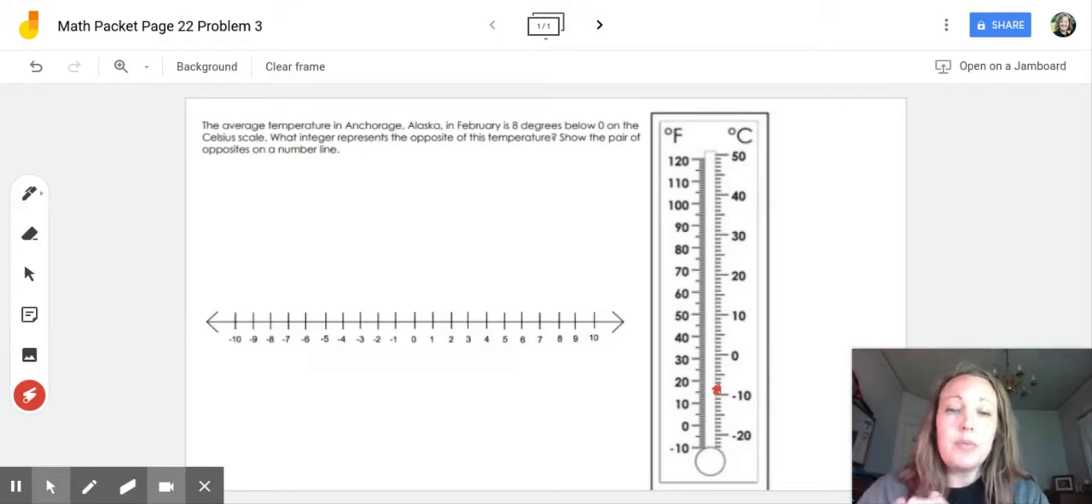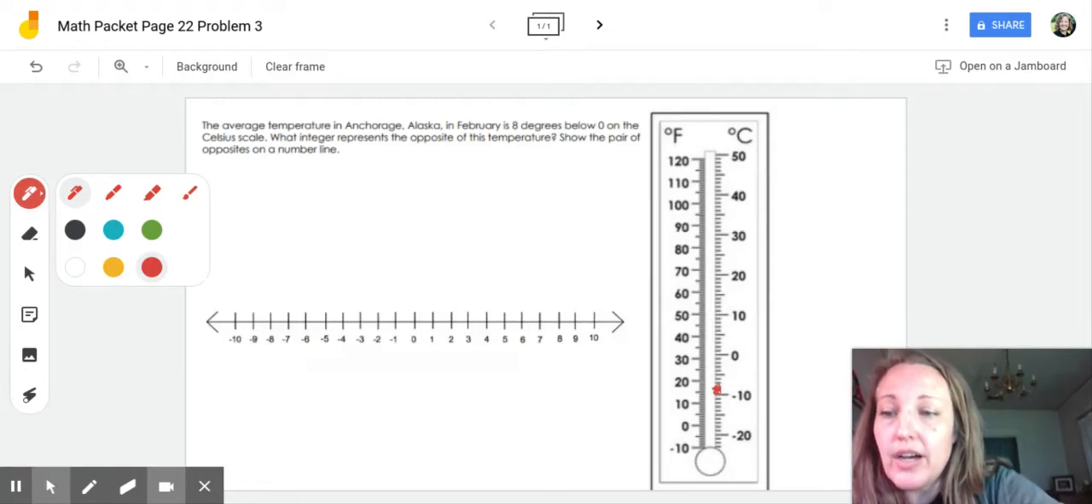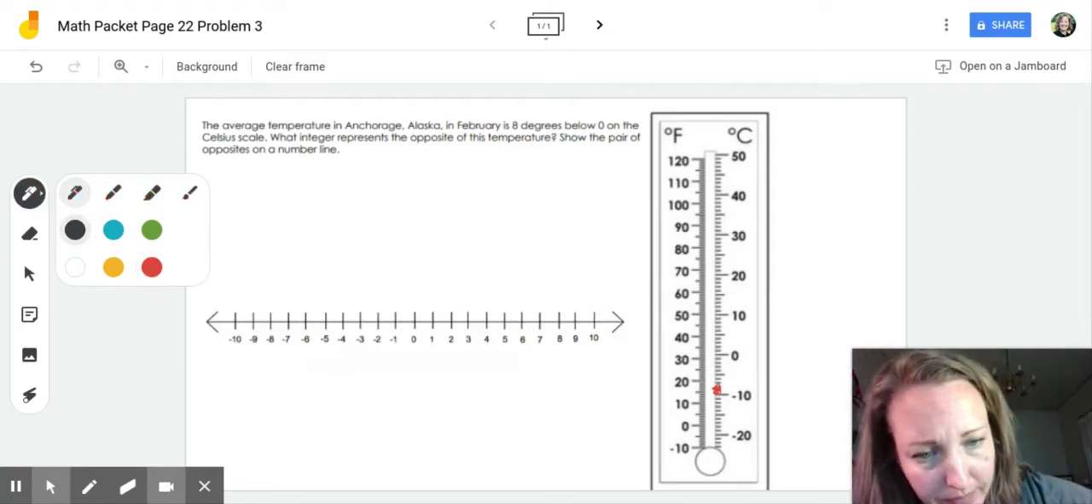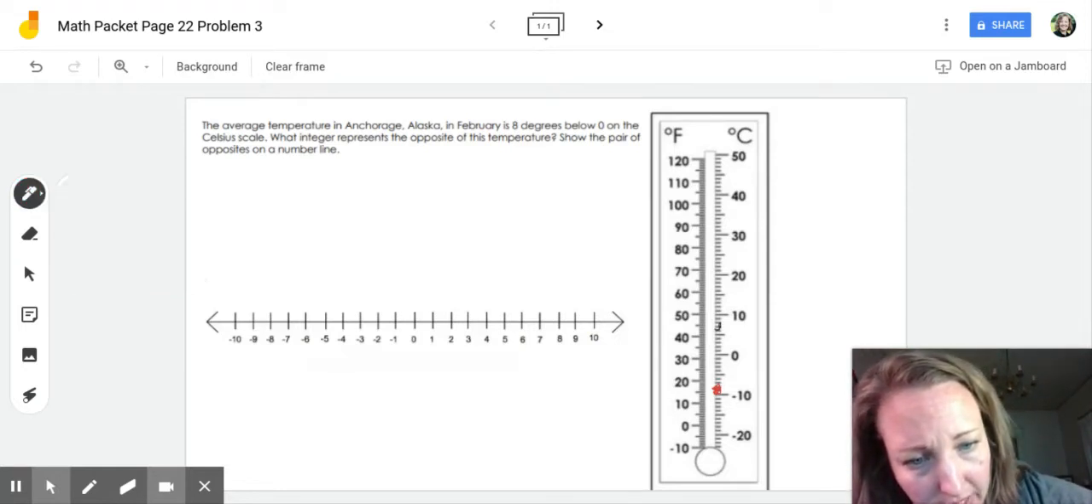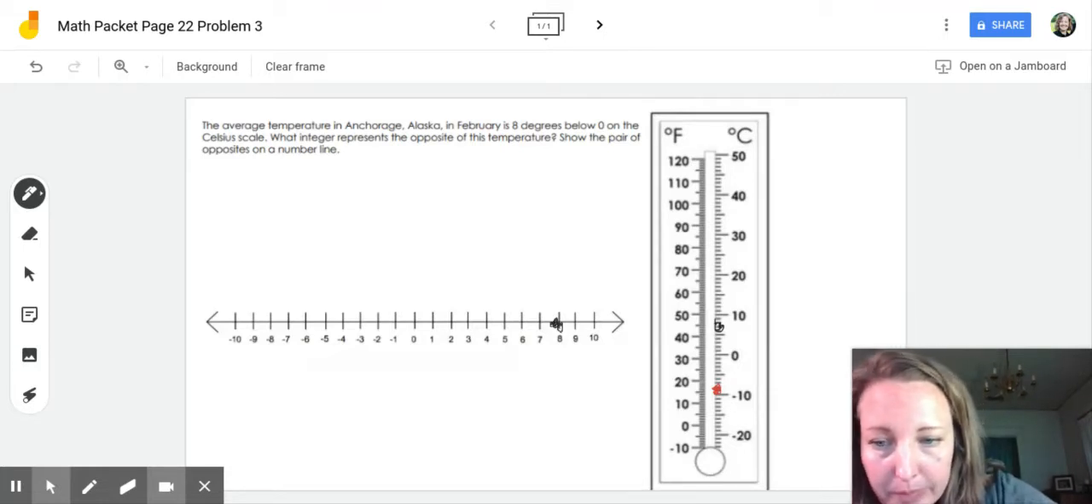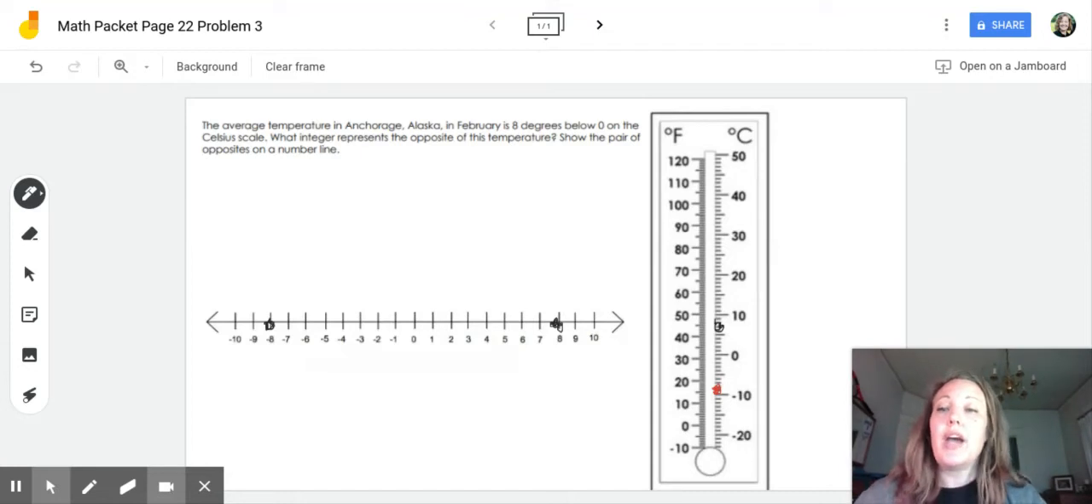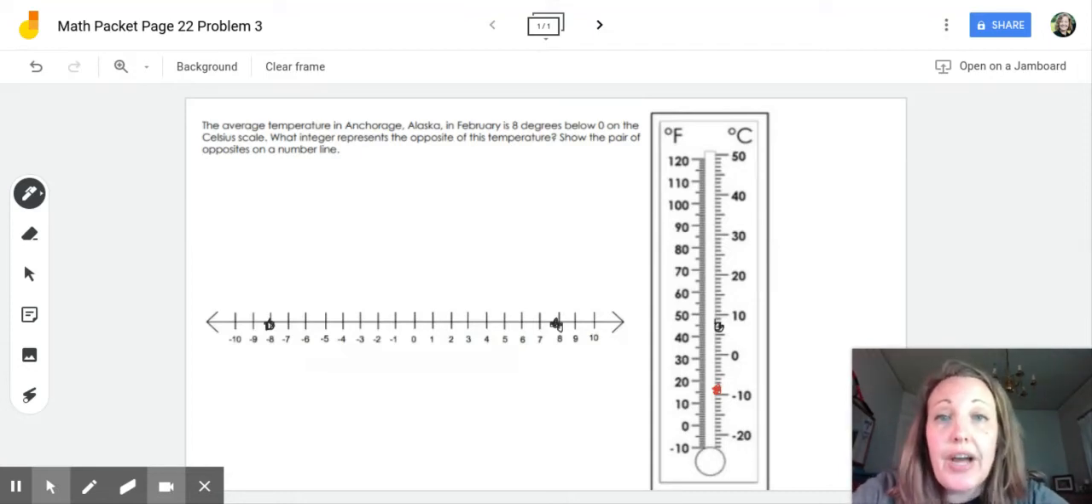So the opposite of -8 would be +8. I could show that on my thermometer. It's going to be a little bit below 10, right, on here. I'm going to also show it on my number line. Here's 8, and you can draw a number line, okay? And your point's going to look a lot nicer than my point. And -8 on here, right? We have shown or graphed those 2 points on that number line.